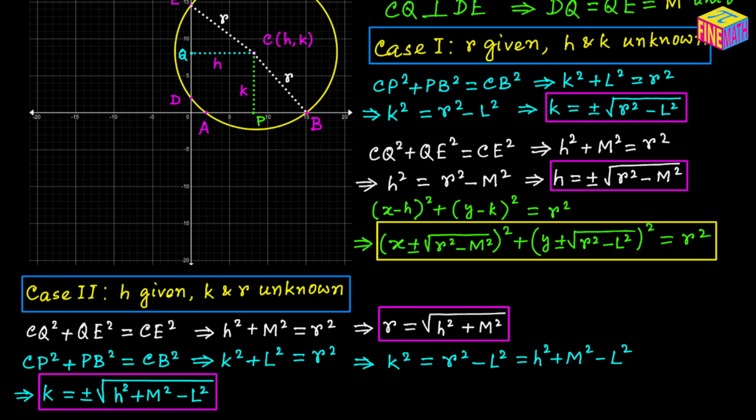And in this case, since h has been provided, the circle can be either in the first quadrant or the fourth quadrant if h is positive. And if h is negative, then the circle can either be in the second quadrant or the third quadrant. So depending on the value of h, there are 2 possibilities. So in this case, we are going to come up with 2 equations of the 2 possible circles.